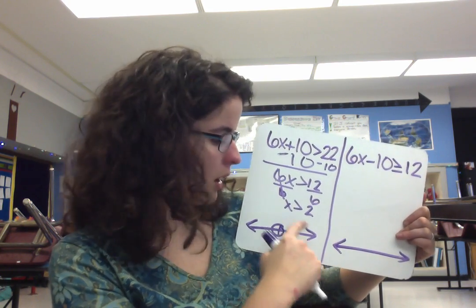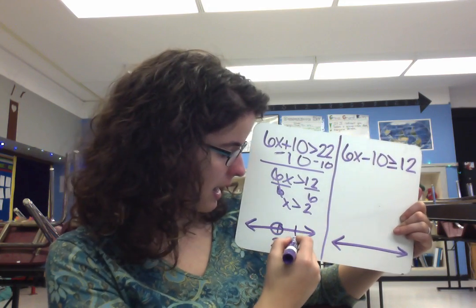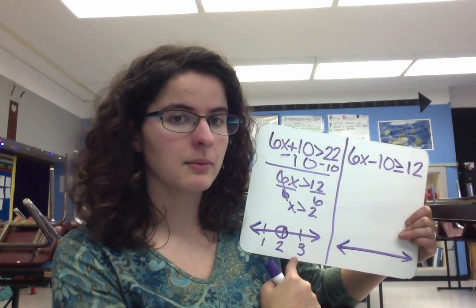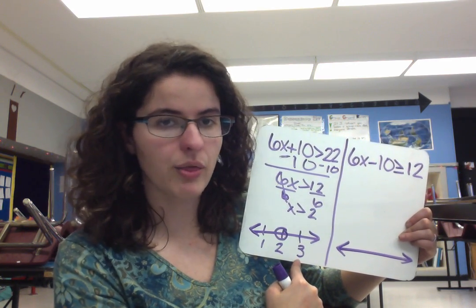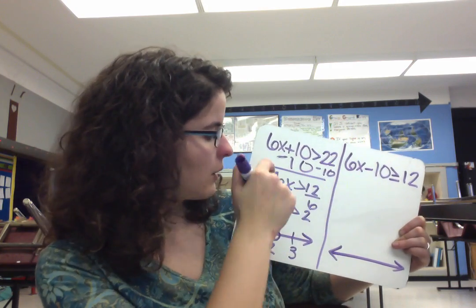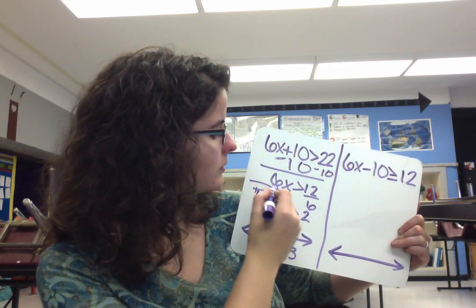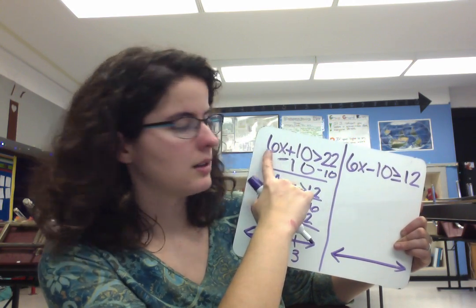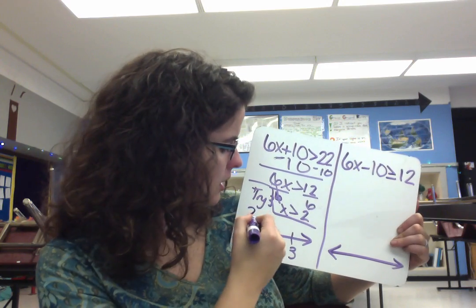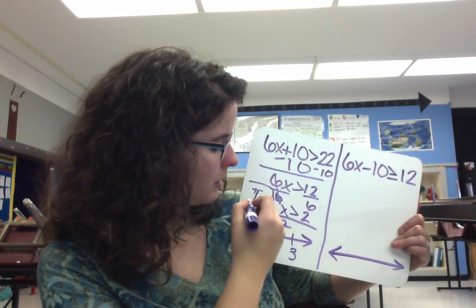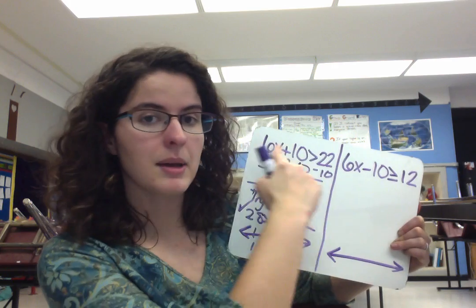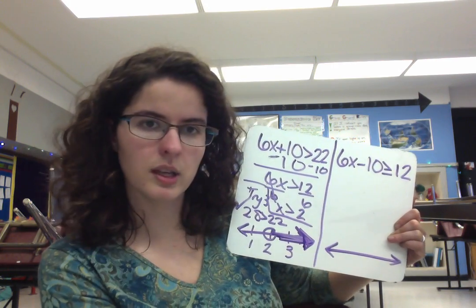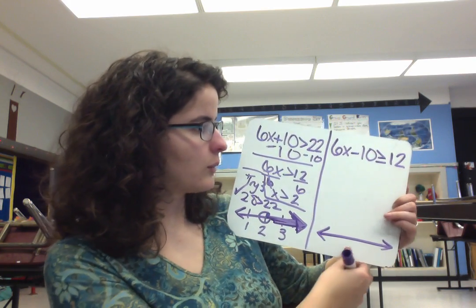Now I just have to be sure. We think it's x is greater than 2. I need to confirm that before I graph it. So I'm going to pick something that's in what I think is my solution set. I'm going to try 3. If I plug 3 in, I would have 6 times 3, which would be 18, plus 10 would be 28. 28 is greater than 22, so the inequality holds. That makes this a true statement. So yes, in fact, we can go to the right. x is greater than 2.